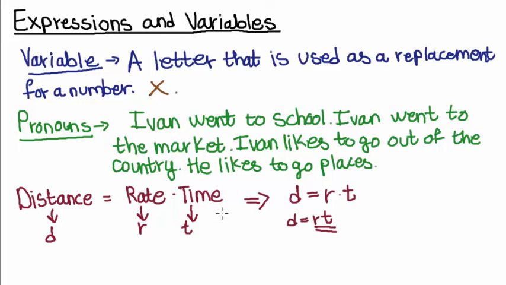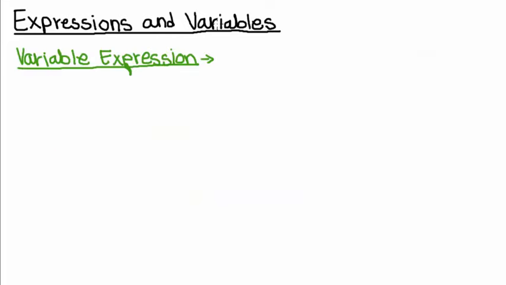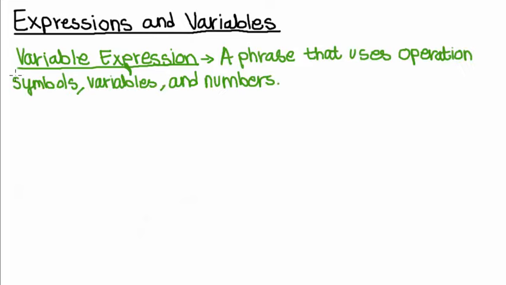On the next page, I would like to go over something called a variable expression. So what do I mean when I say a variable expression? Well, a variable expression is defined as a phrase that uses operation symbols, variables, and numbers. So what do I mean by this? Well, let me give you a few examples of what a variable expression is, and then you'll get a better hang of it. One of the examples of variable expressions is this right here.